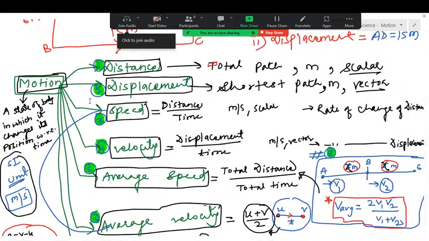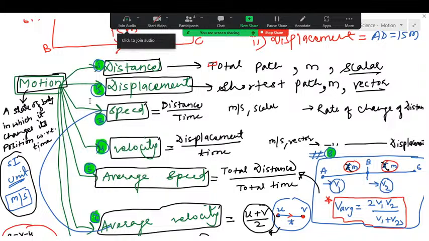Okay, what is distance? It is total path. What is unit? Meter. What is its nature? It is scalar, has only magnitude, no direction. What is displacement? It is the shortest path. What is SI unit? Meter is the SI unit. What is its nature? It is vector quantity. It has both magnitude and direction. That is why I am saying it is a vector quantity. When I say direction, that means fixed direction is there with that quantity.